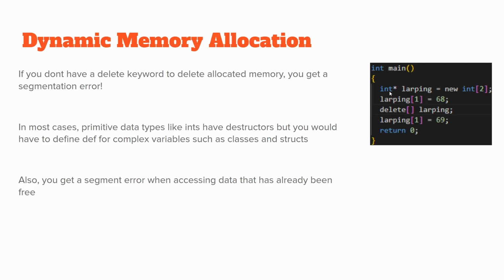So in this example, I've declared an int pointer, which is set equal to a new int array of 2, which I'll go a little bit more in depth later on about how this exactly works. And I've set index 1 to 68 and deleted my dynamic array. However, when I attempt to access variables again from that array, it'll give me a segmentation error or a freed error because that data has already been freed.